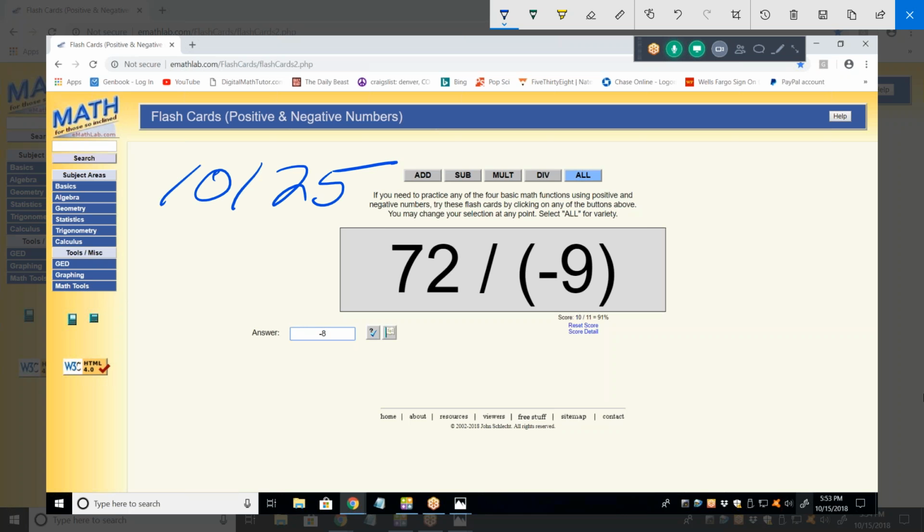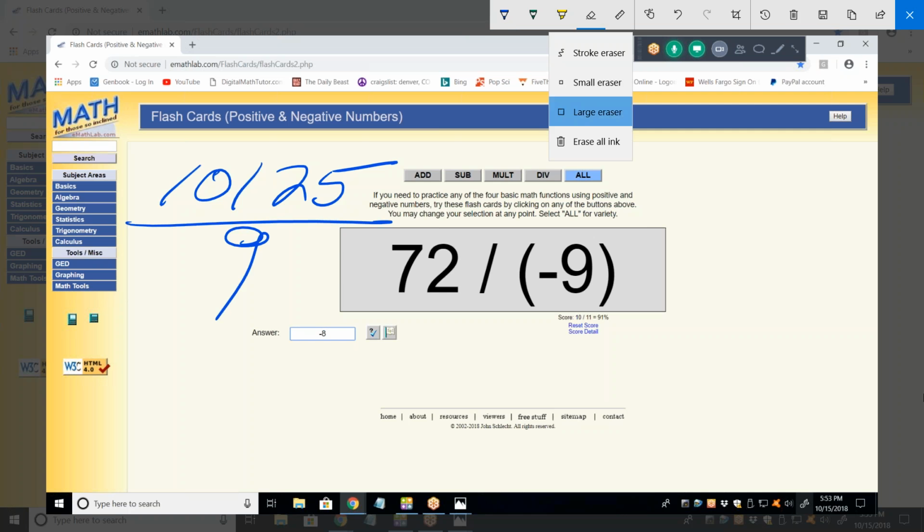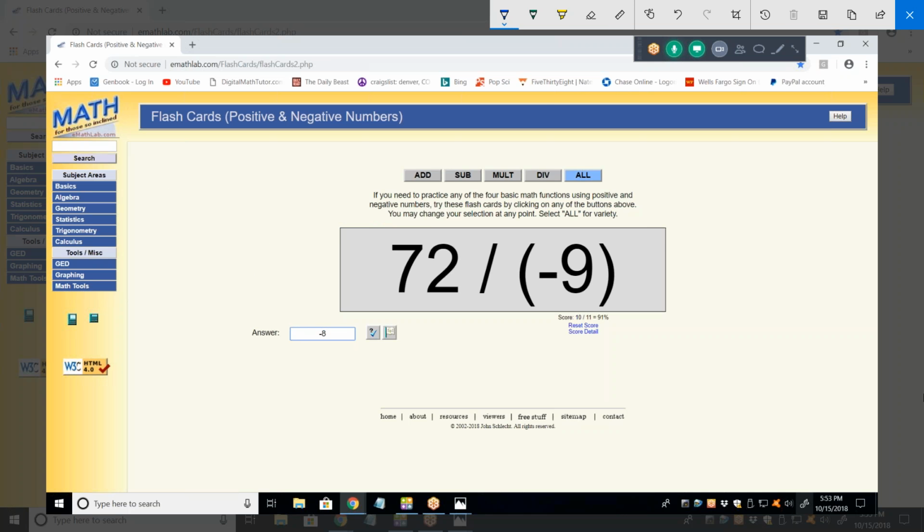If I take this number right there, is that divisible by 9? No. Add up its digits. Yeah, they add to 9, right? In other words, 1 plus 0 plus 1 plus 2 plus 5 adds to 9. That means that is divisible by 9 without a remainder. Okay. Good rule to know, right? Yeah, that's a really nifty rule to know. How about this number? Is that divisible by 9?